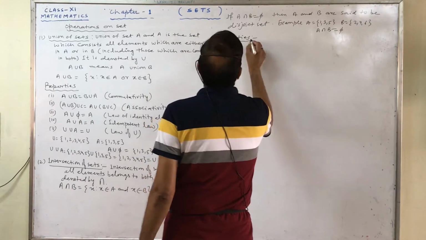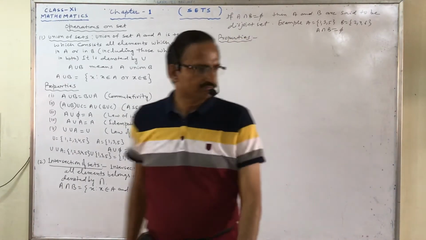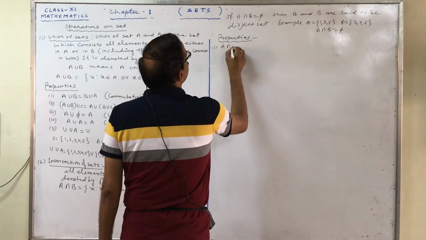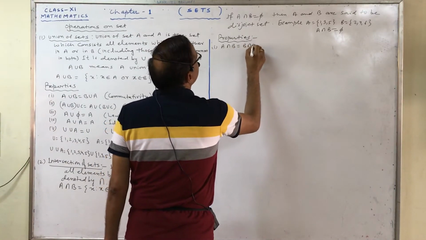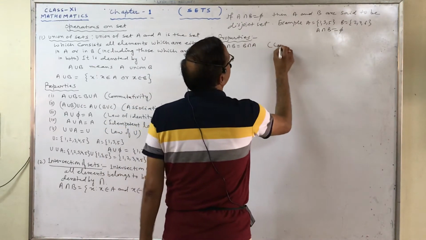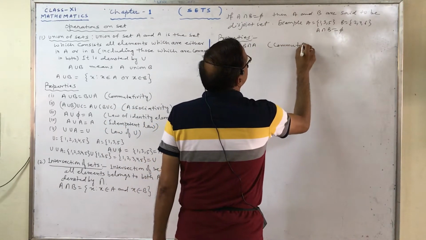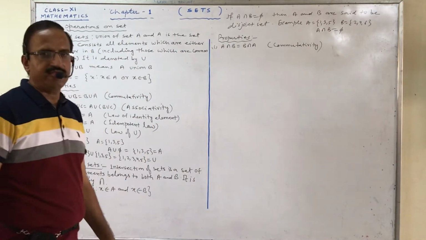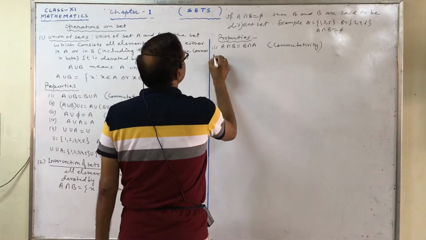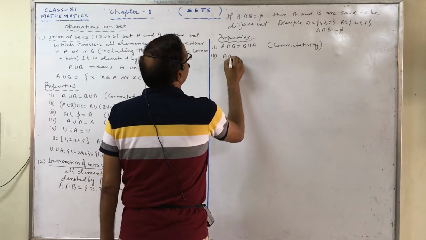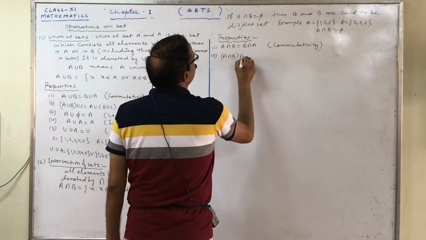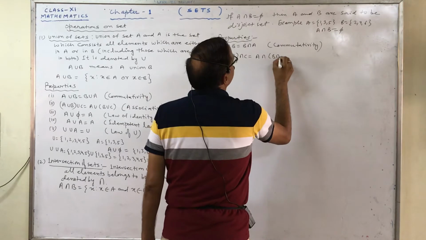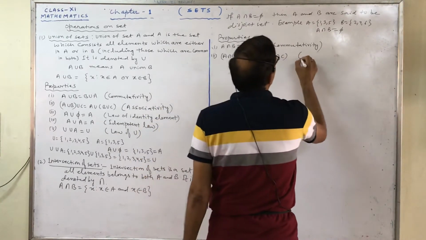First property, the same, commutativity. So we can say A intersection B equals B intersection A. This is called commutativity. Second, associativity means A intersection B intersection C equals A intersection B intersection C. This is called associativity.